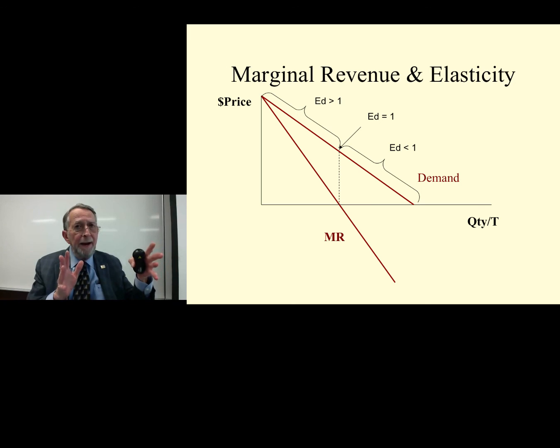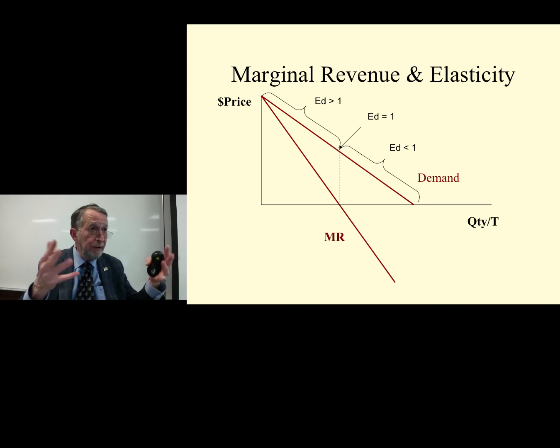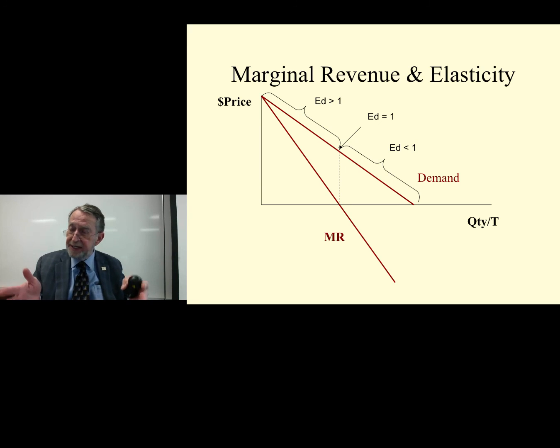What does that mean? It means when I lower price, total revenue goes up. Remember from elasticity? If demand's elastic, I lower price, total revenue increases. If total revenue increases, then marginal revenue is positive, because as I sell the next unit, I'm getting additional amounts of revenue in. At the midpoint of the straight line, marginal revenue is zero. And then beyond that, you're in the inelastic range.